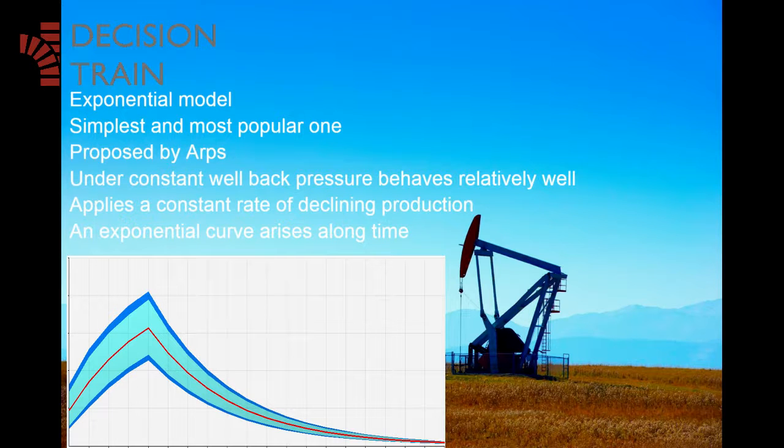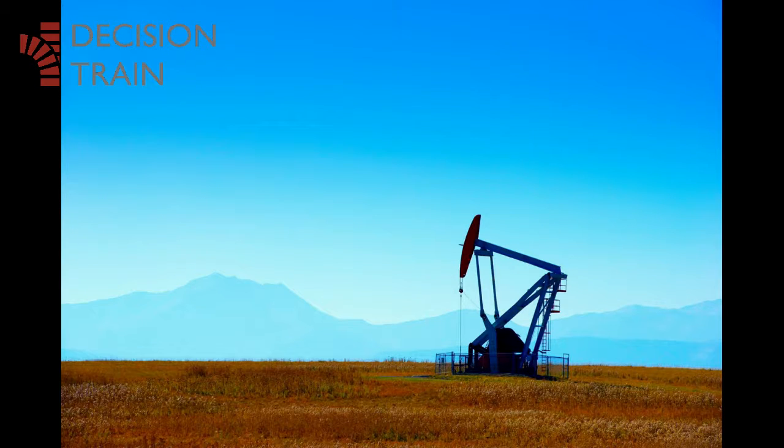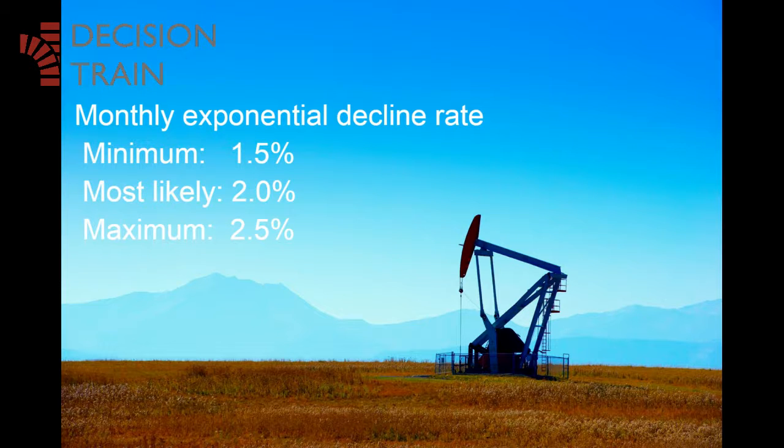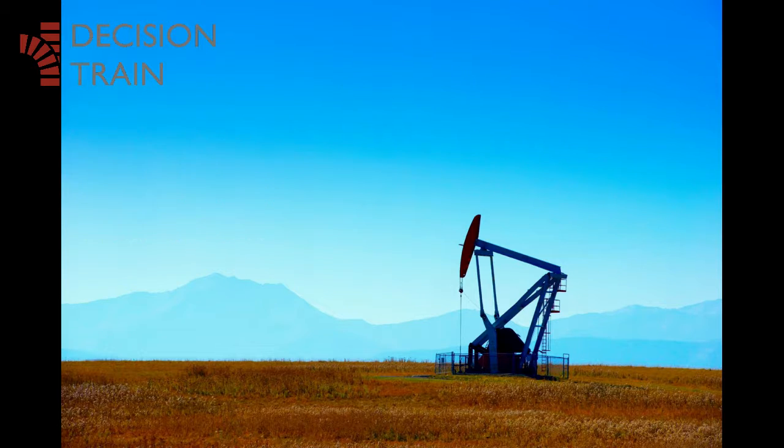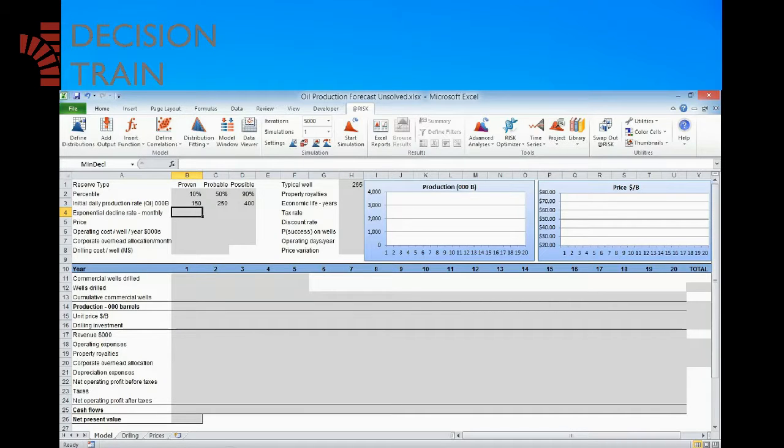In this example, we assume that, according to experts' opinion, the monthly exponential decline rate has a minimum value of 1.5%, a most likely value of 2.0% and a maximum value of 2.5%. 14. Insert on the range before D4 the following parameters that we will later use for a PERT distribution for exponential decline rate: 1.5%, 2% and 2.5% respectively.